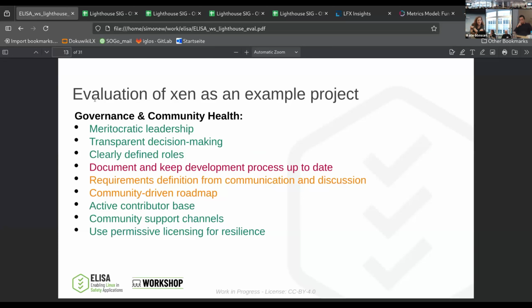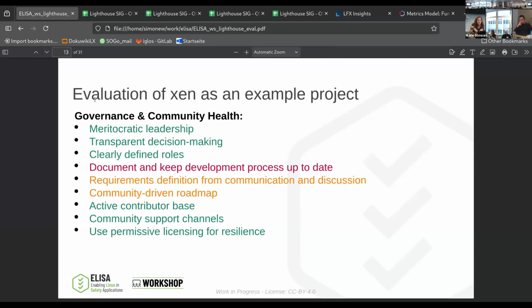Then, are there some clearly defined roles? So who is the maintainer and so on? Also this is rather well defined. The Xen project is, of course, not only involving the Xen hypervisor, but also other parts. But for all of the subparts and also the complete project, it's clearly defined.